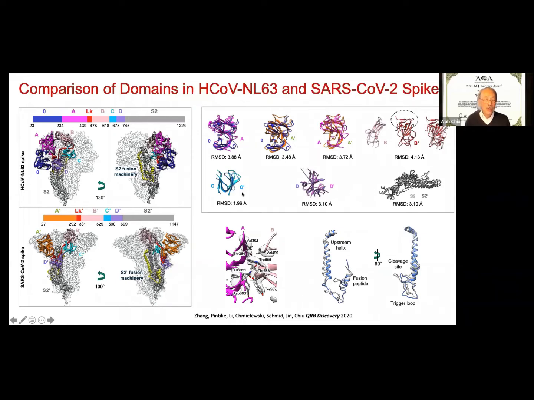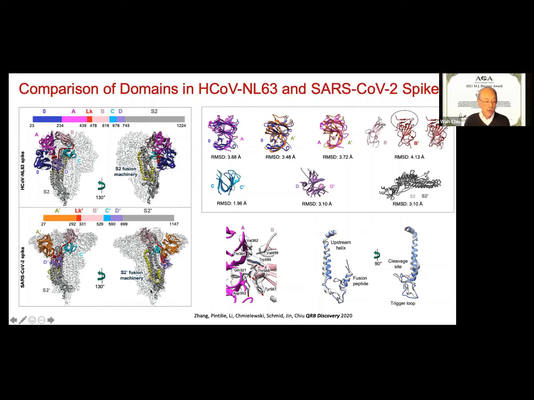Now, another interesting domain is the C and C prime domain. This is the only domain that has not only high structural similarity but also high sequence similarity. They have over 20% sequence homology. So in terms of strategic thinking about how to build an antiviral drug or therapeutic drug, that may be a good target, because it may kill not only one family of the coronavirus, we may kill them all, because this is a highly conserved region.